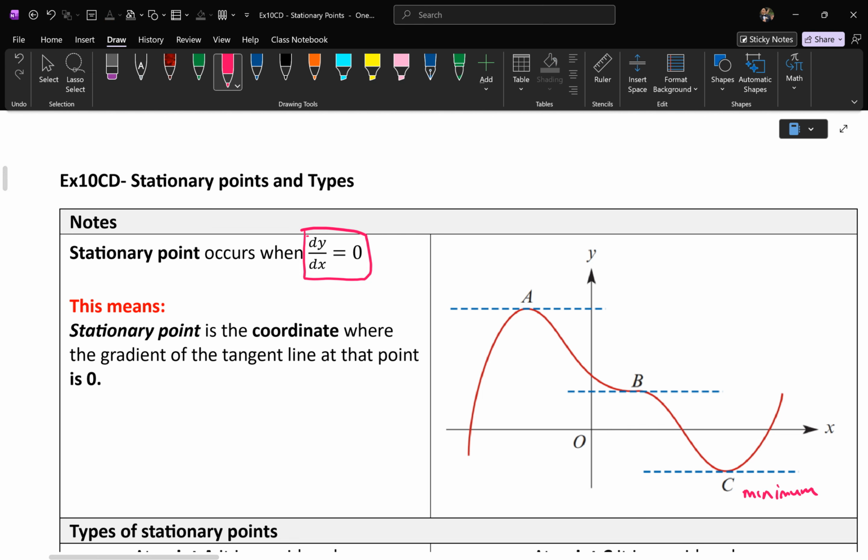What's the next one? Phoenix. What's the other two? We've got a maximum. Very good. We've got a maximum type. And then the last one, what is that, Simon? Inflection. Very good.